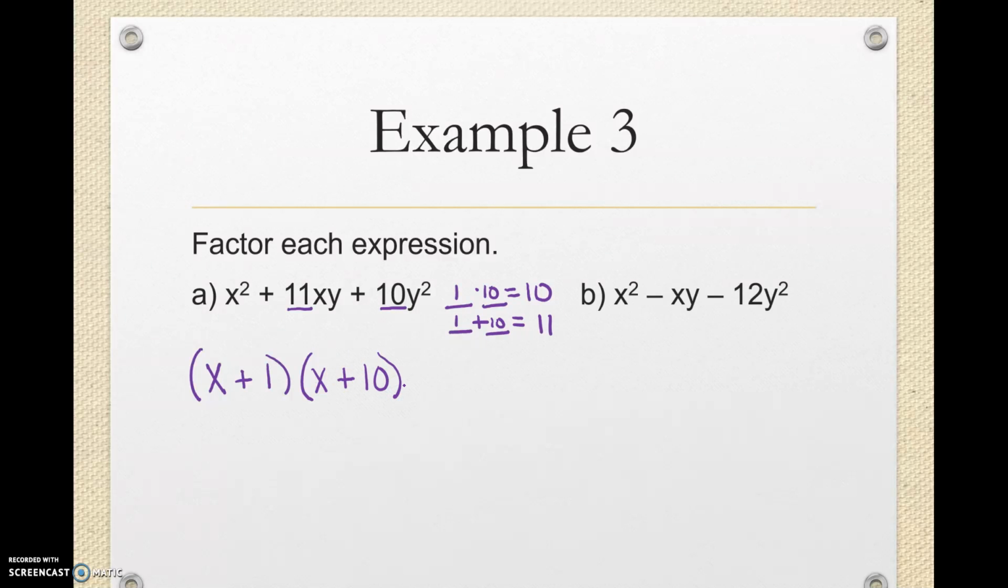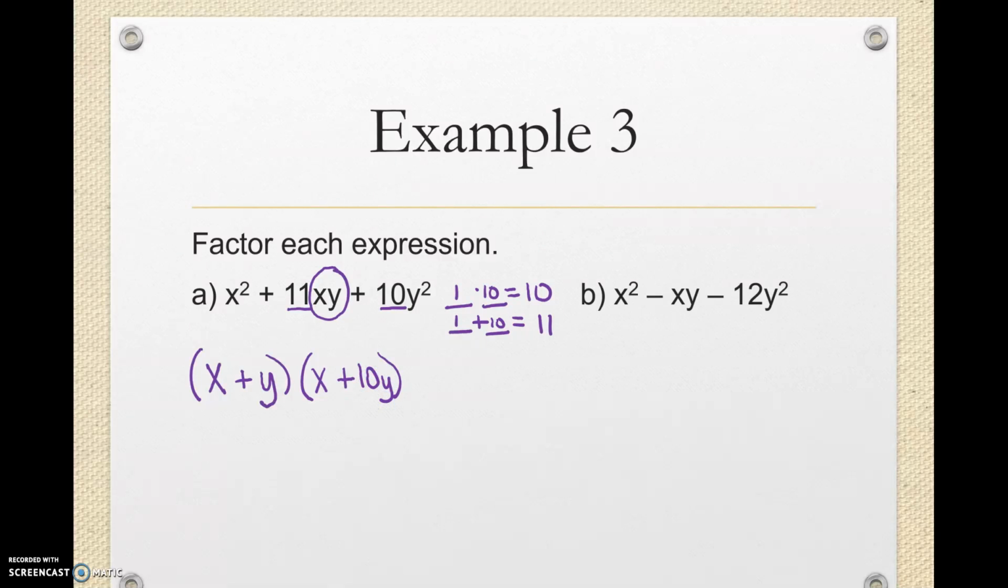But this can't be our final answer, because if we multiplied this out, we would not get the y's in there. If you see xy in the middle term, that means that there's a y in the second term of each binomial. So this is x plus 1y and x plus 10y.